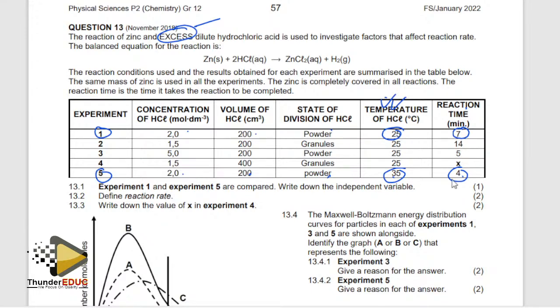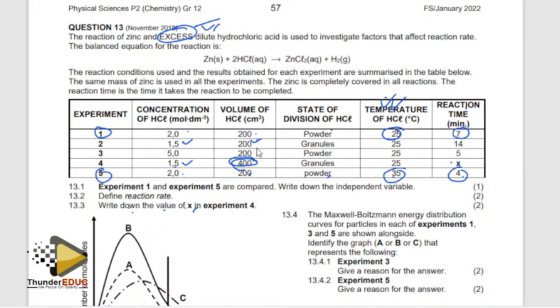Yes. Define the rate of reaction. We talked about it. Then write down the value of x. What is the value of x here now? The value of x. Let's see here. This is 15. This one is the same, this one and this. This one is different, but they said this is in excess.